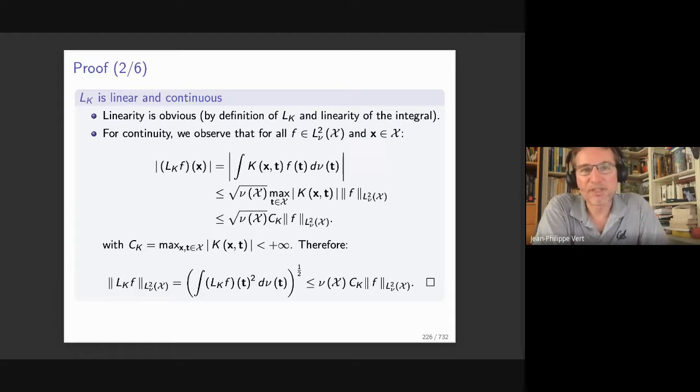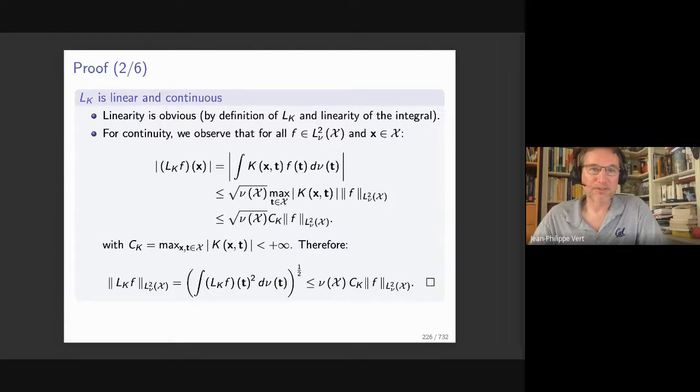For the continuity, remember that we talk of a linear operator from L2 to itself. So to prove the continuity of the operator, we need to have an upper bound like the one at the bottom of the slide, which tells us that the norm of the image, so the norm of LKF in L2, is smaller than a constant times the norm of f in L2. This is what characterizes a continuous linear operator. So how do we get this upper bound?